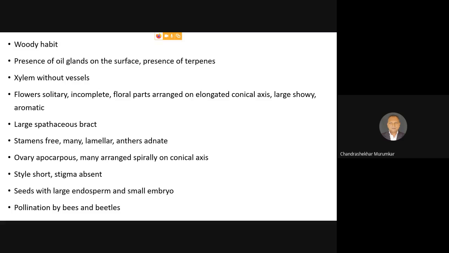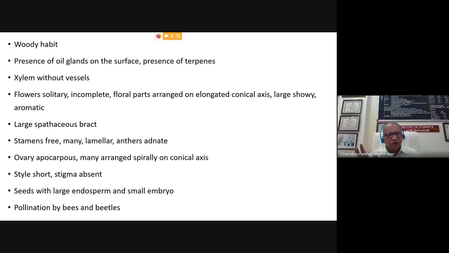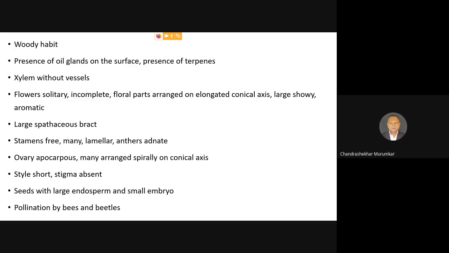towards the primitive angiosperms. So the earlier angiosperms, they were almost showing such a type of characters, and because of that, the Magnoliaceae family is considered as one of the most primitive families of the angiosperms. So this is the most primitive family within the dicots also is true, but even within the angiosperms also, this is the most primitive family, and that's why this family is much more interesting.